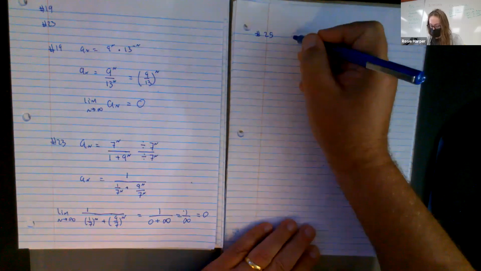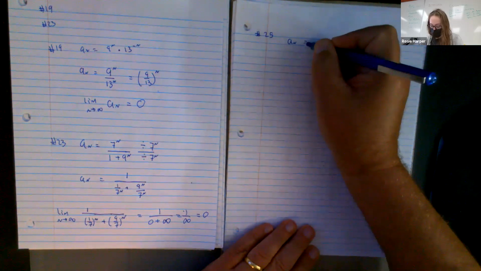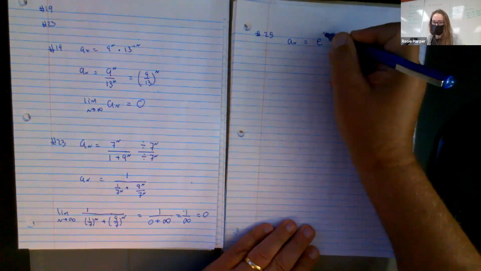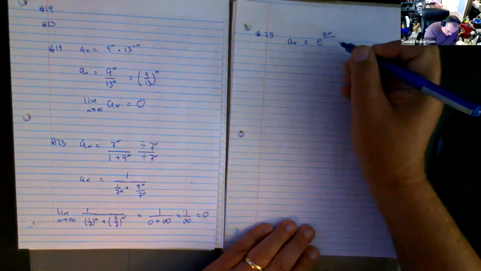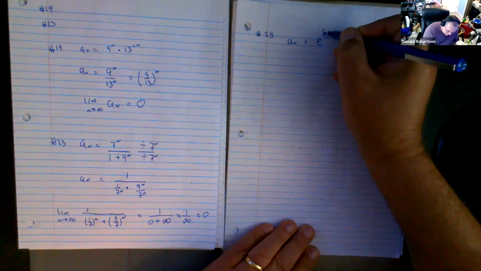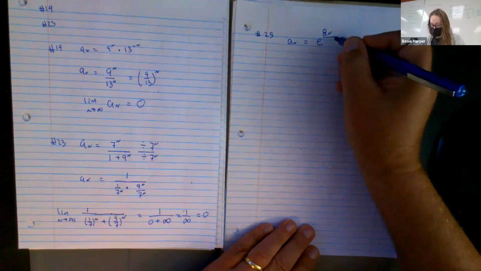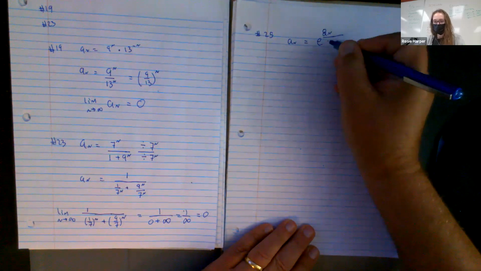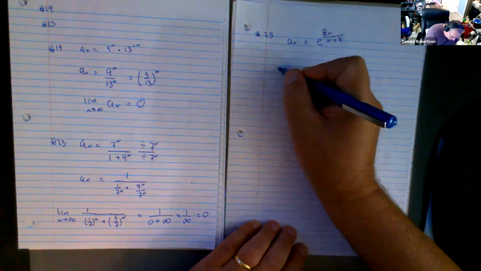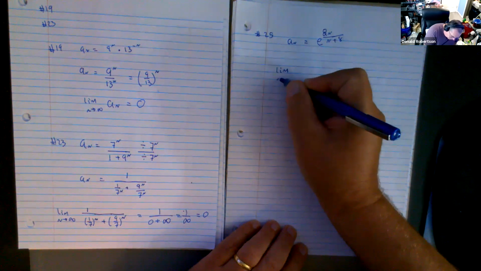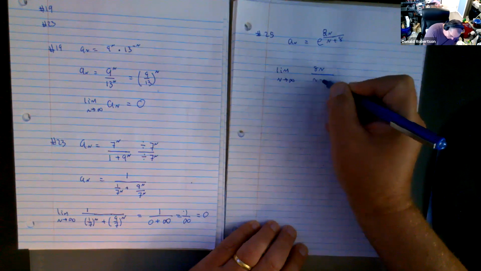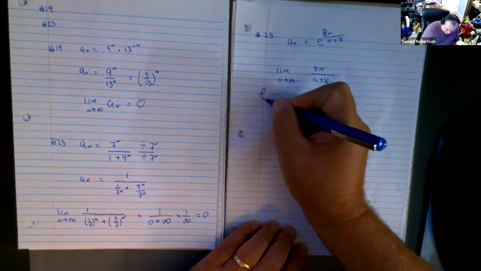So 25 is a_n equals e to the power of 8n over n plus 8. 8n or an? 8n. 8n over n plus 8. Okay, so what I'm going to do, and there's different approaches to that, is I'm going to focus on only finding that guy and then raising the answer to e to the power.